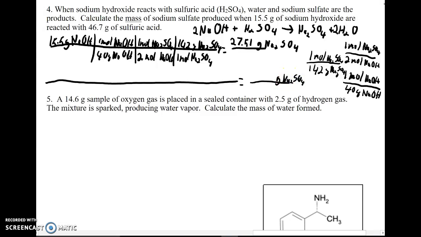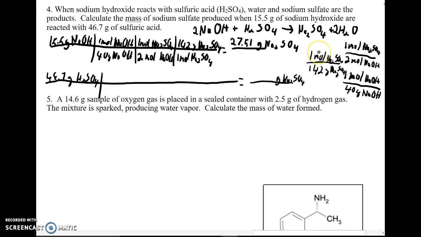Na2SO4. This time I'm going to start with 46.7 grams of sulfuric acid, H2SO4. All right, so now doing a whole other problem. I need to pick out my conversion factor. So I need a new mole ratio.